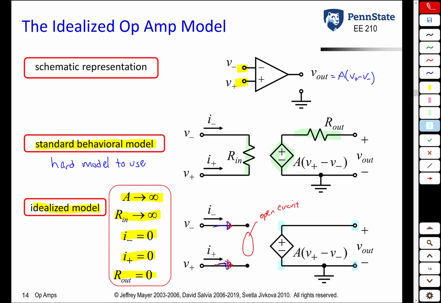What we're going to see now is using this idealized model instead of the standard behavioral model for the Opamp is going to make it much easier to solve Opamp circuits. So we're going to see that this is an easy model to use. So we're going to spend the rest of the lecture today to talk more about the idealized Opamp model and start using the idealized model to solve Opamp circuits.